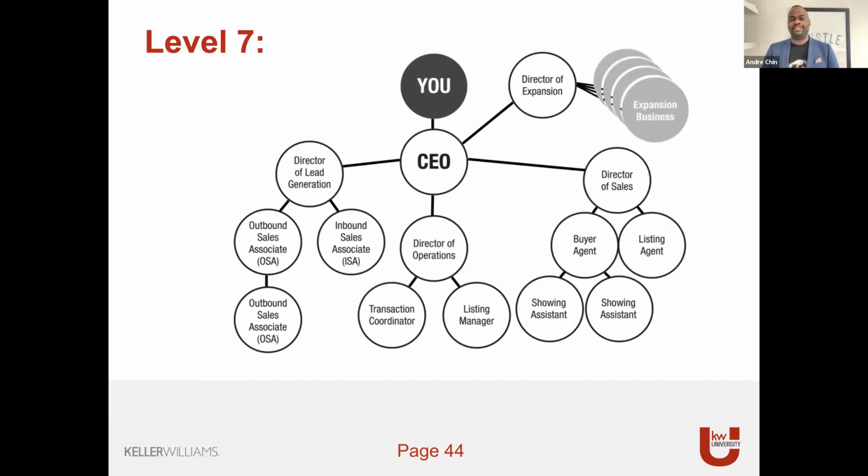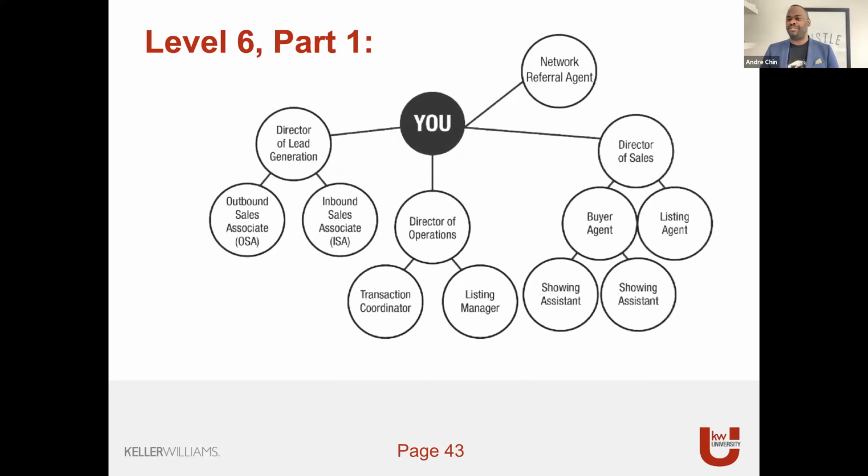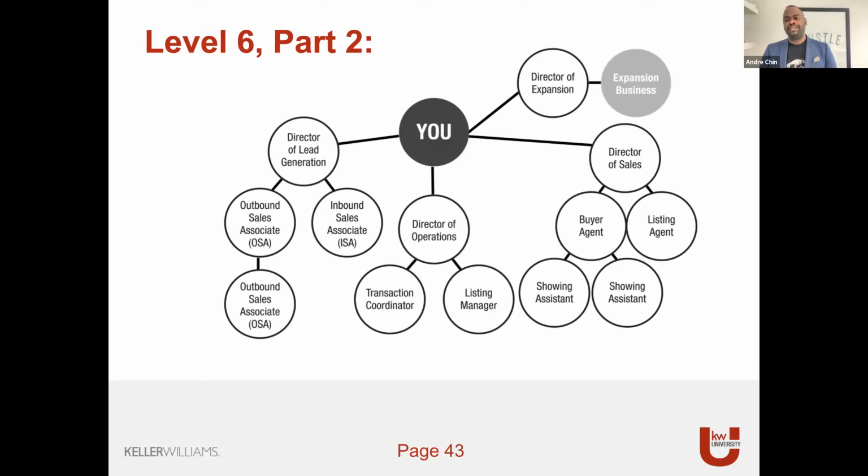Then as we continue into level 6, part 2, you'll notice that you've now continued to grow. You now need more on the OSA side, which is an outbound sales agent. So they're going to help you generate some more leads. And then you've brought in a director of expansion as you now have a full expansion business up and running. So notice the big change between level 6, part 1 and part 2 is it starts with a referral agent. So someone that you're going to be sending some business to, you're going to be helping them grow their business. And then when they're fully launched, they're going to be an expansion business within your business.